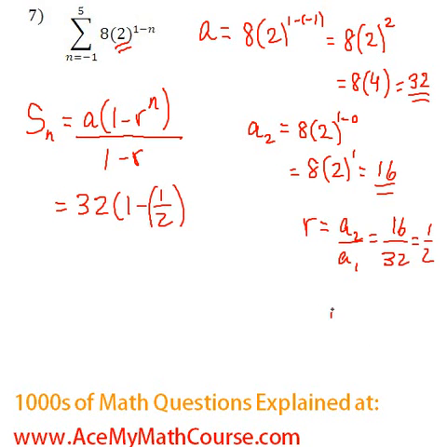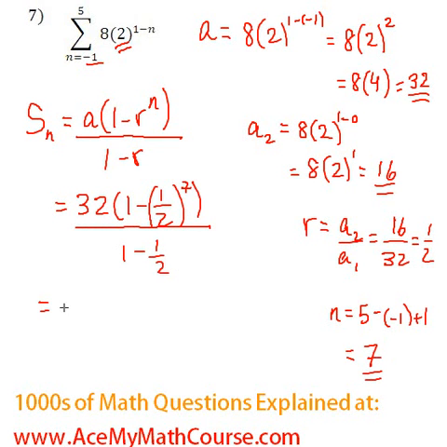What about n? What is n? We can just take the top number, the 5, subtract the bottom number, which is the -1, and add 1. 5 plus 1 is 6, plus 1, 7. All over 1 minus half. So here we're going to get 32 times 1 minus 1 over 2 to the 7. And down at the bottom we have 1 minus half, which is just half.